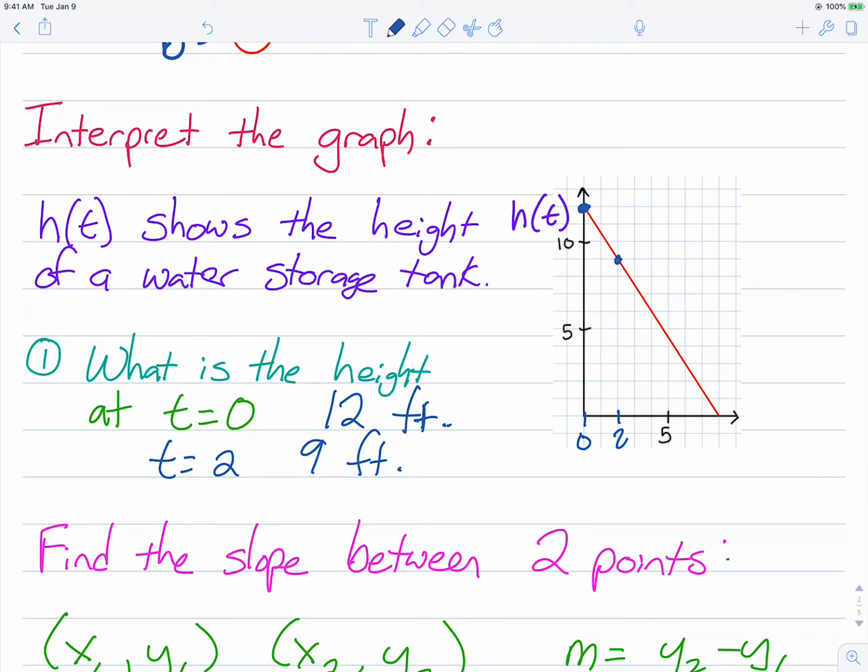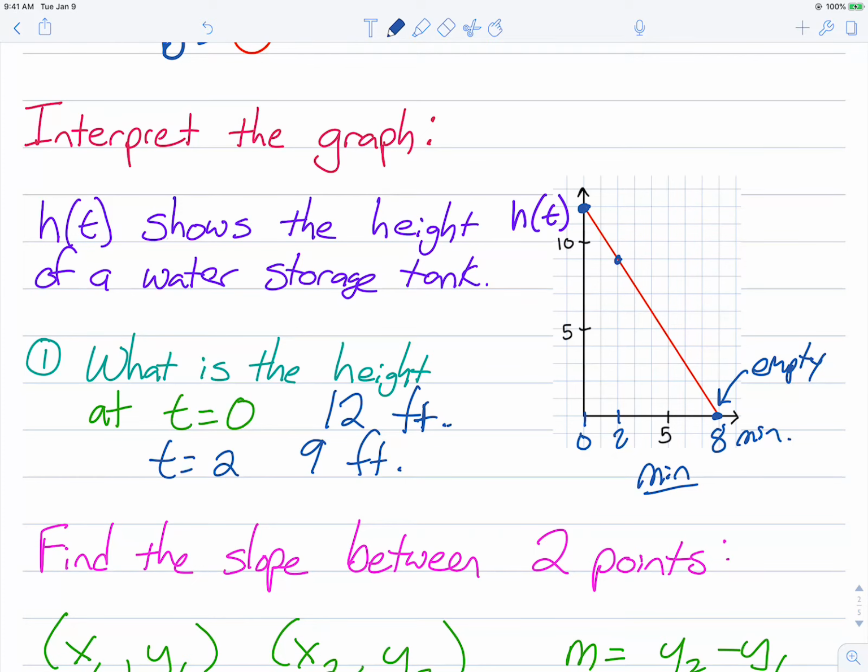So what's happening to our water storage tank is it's emptying. Hopefully it doesn't have a leak. Hopefully it's emptying out on purpose. And when the tank happens to be empty is right there. So the tank is empty right there. And at what time is that? That is at 8 minutes, assuming that this was minutes.